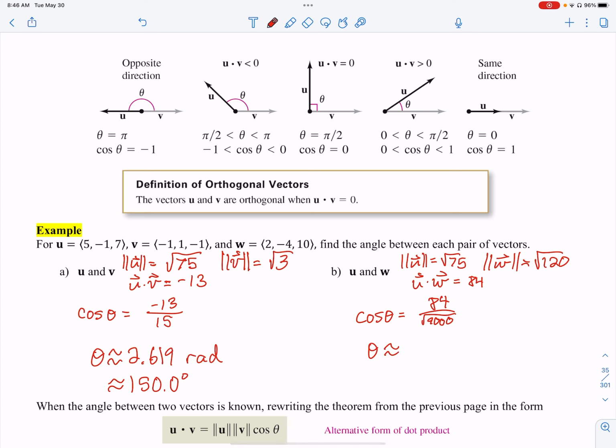Okay, theta is about 0.483361282 radians. I wrote down the whole number, which, okay, if I want to do that, times by 180, divide by pi, it is about 27.7 degrees. Okay, so that's how we find angles.